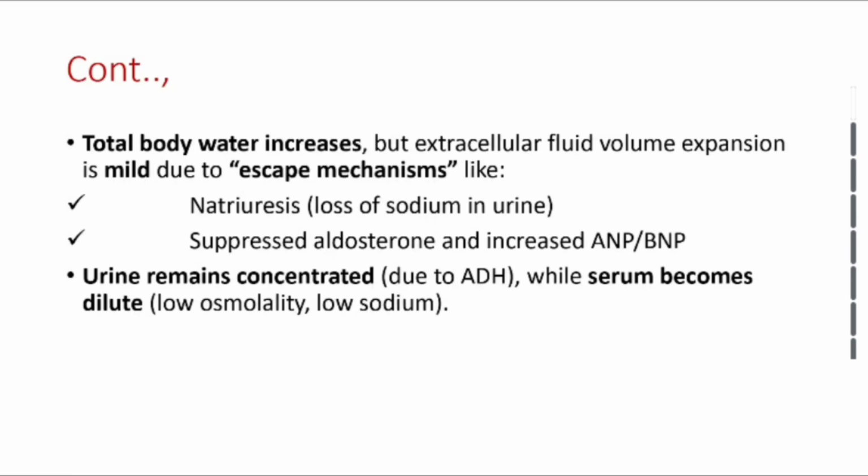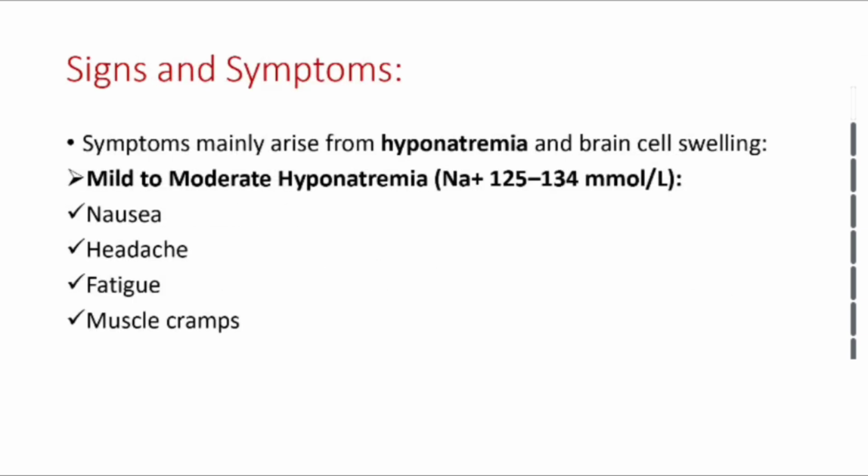So urine remains concentrated and serum becomes dilute. As you know, serum is the blood without the clotting factors like fibrinogen. So serum becomes dilute and the urine remains concentrated. Urine remains concentrated because what has been reabsorbed from the urine tubules goes into the bloodstream, so there is less volume of urine, but its concentration increases. Okay, let's continue to the next slide.